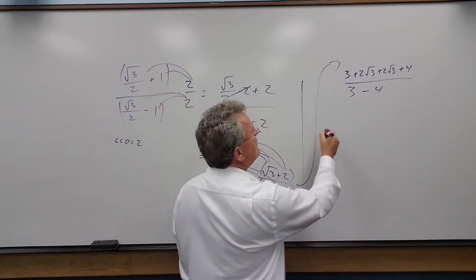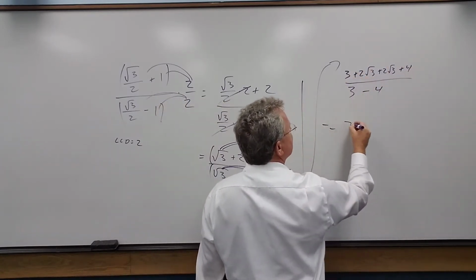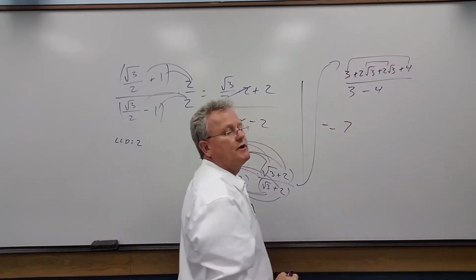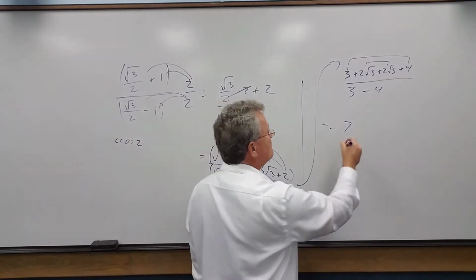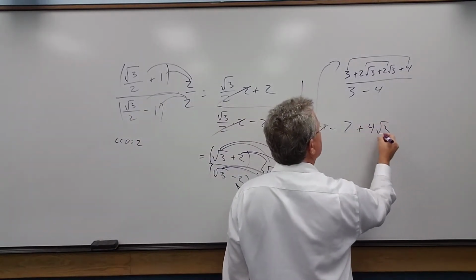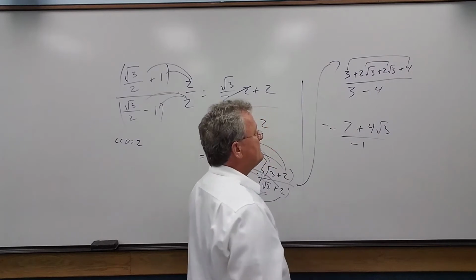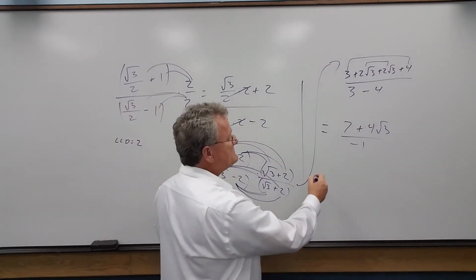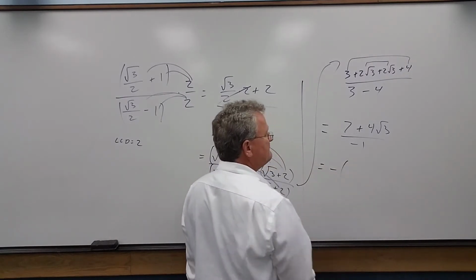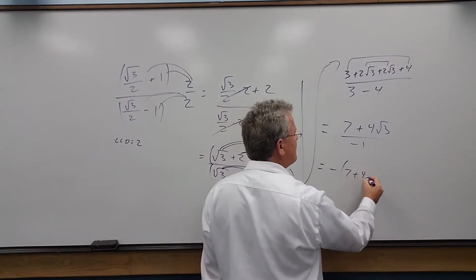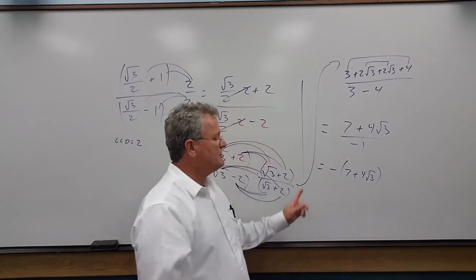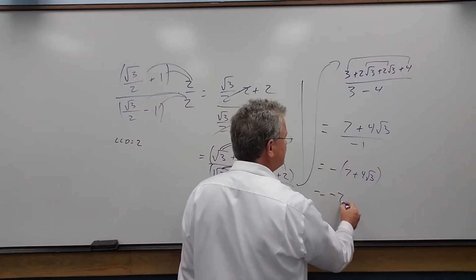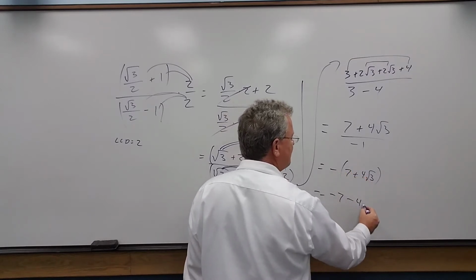Now we simplify. We get 7 plus 4 root 3 in the numerator, since 2 root 3 and 2 root 3 is 4 root 3, over negative 1. But remember, division by negative 1 is the same as negative (7 plus 4 root 3). And then you could distribute the negative if you want to get minus 7 minus 4 root 3.